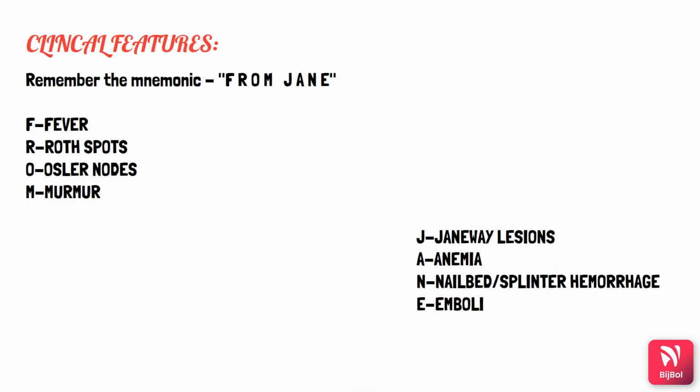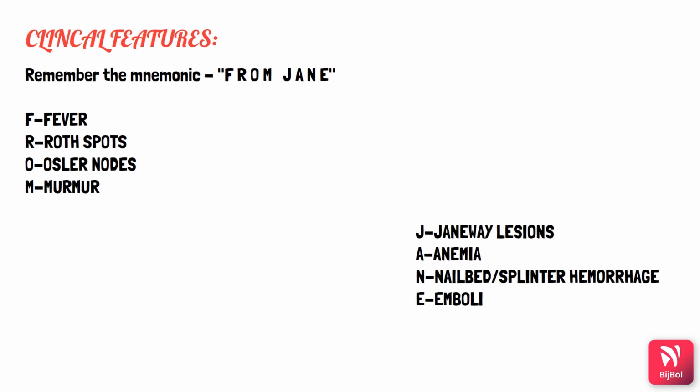Now let's come to the clinical features of infective endocarditis. Remember the mnemonic JANE MORF, where F stands for fever, R stands for Roth spots, which are oval retinal hemorrhages with a clear pale center. O stands for Osler nodes. M stands for murmurs. J stands for Janeway lesions, which are small non-tender hemorrhagic lesions seen on palms and soles.